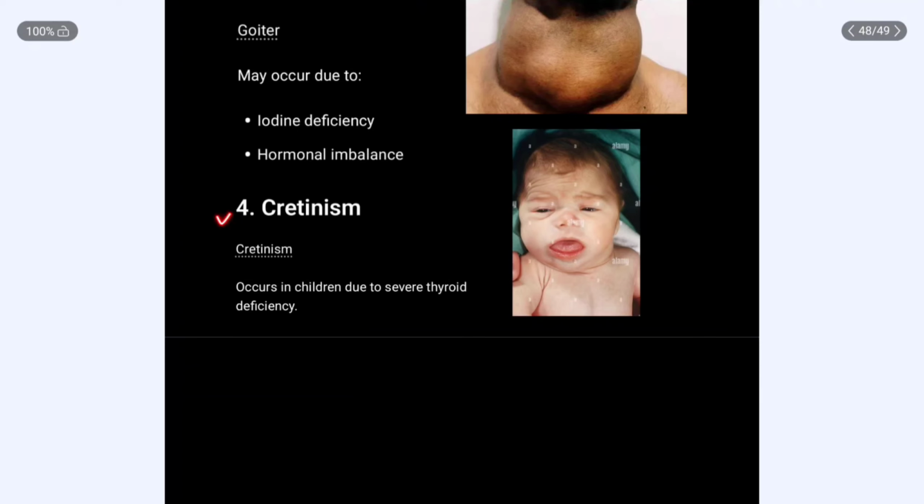Now, the fourth one is cretinism. It occurs in children due to severe thyroid deficiency. It mainly occurs in babies. So you can see this is a photo, a baby with cretinism.